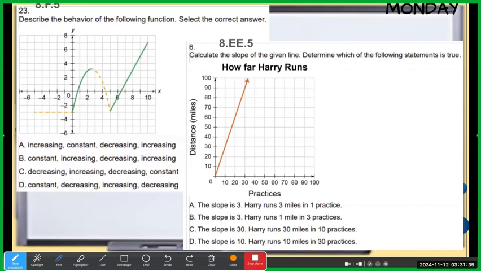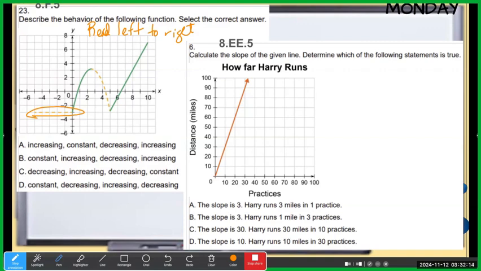All right, 23 says describe the behavior of the following function. How do we read the graph? Left to right. It's consistent, then it increases. What tells you that it's consistent? You don't even know your words, because they do not say consistent.